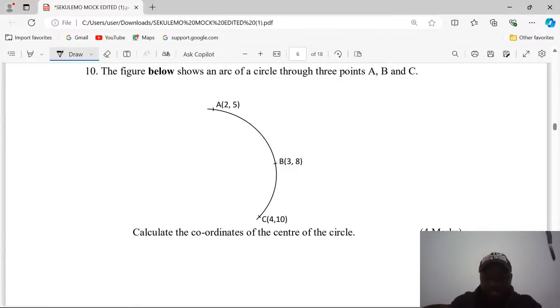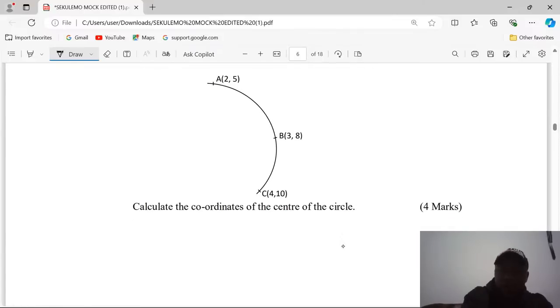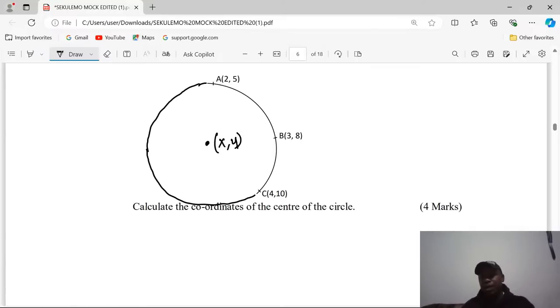Calculate the coordinates of the center of the circle. Remember the circle as an unknown center. We can just make it, let's assume that this is the circle. Then we can let the center be somewhere here. Allow me to give some coordinates to the center. I'm calling them X, Y. Now with the center X, Y, I'm going to use an approach here.